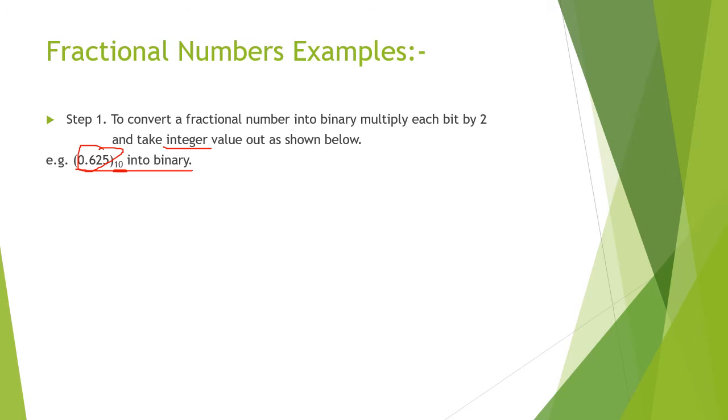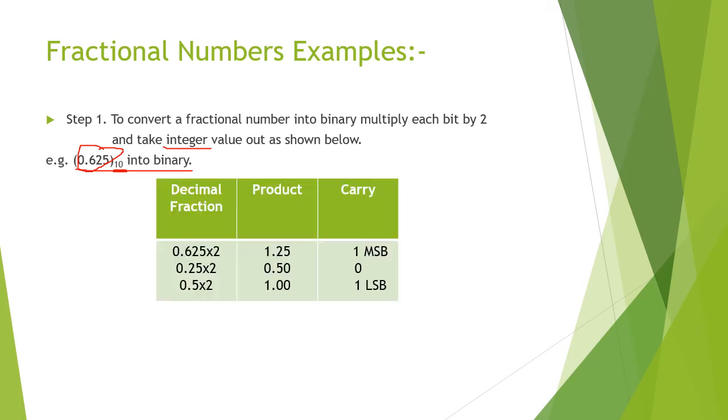So as it is the fractional number, we have to multiply it by 2, because we have to convert it into its corresponding binary. That's why we are multiplying it by 2. So the product will be 1.25, and we have to take the integer value out only. Okay, so the integer value is 1.